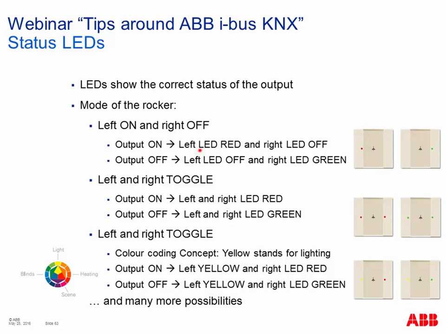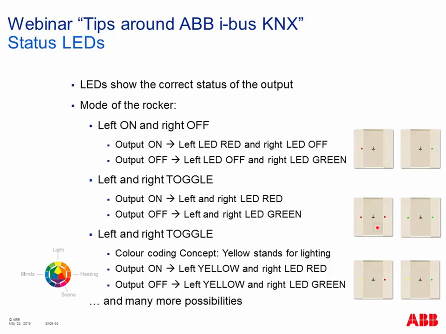So one solution is we use the mode of the rocker here and say on the left side we want to switch on the light, and on the right side we want to switch off the light. A very clear position, left on, right off, and then we can use the left LED, for example, to show the light is on, and the right LED, for example the green one, to show when the light is off.